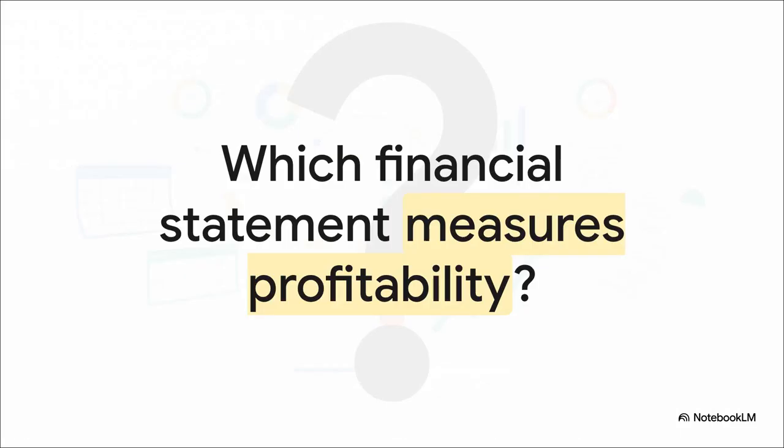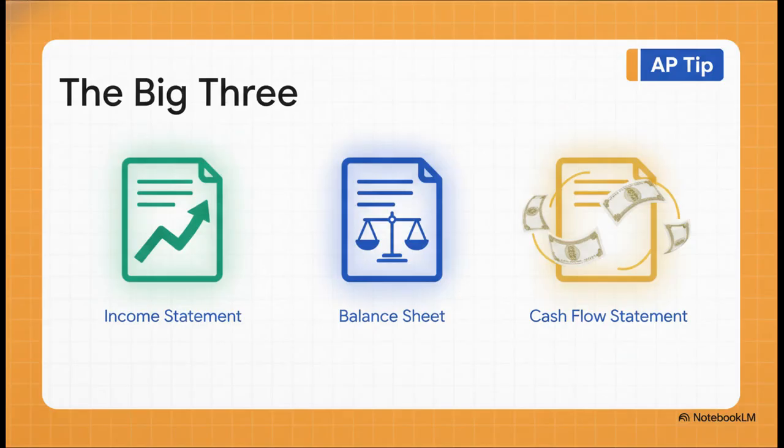Okay, let's try one more. Question 2. Which financial statement specifically measures profitability? Is it A, the balance sheet, B, the income statement, C, the cash flow statement, or D, the budget? The correct answer is B, the income statement.